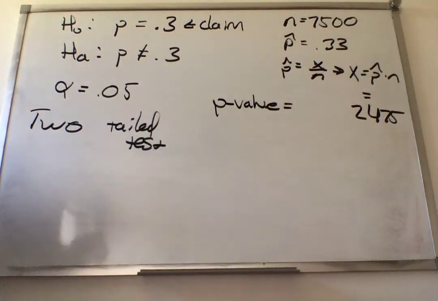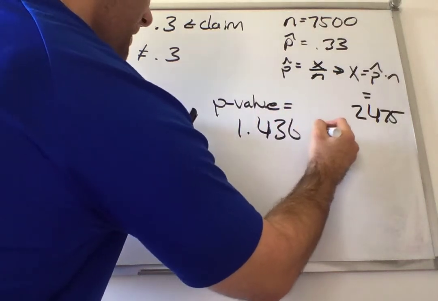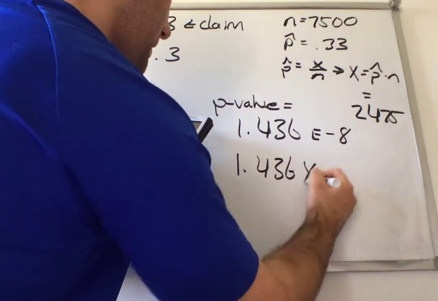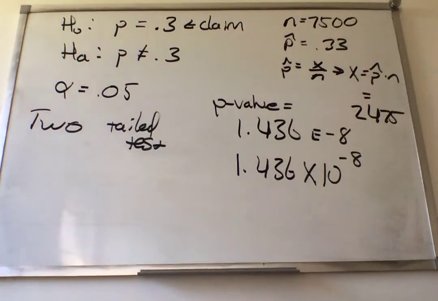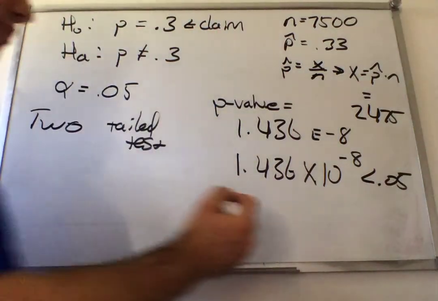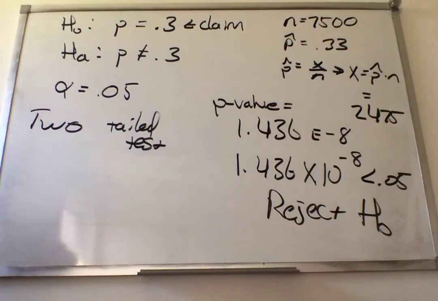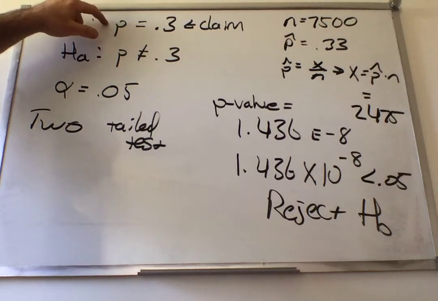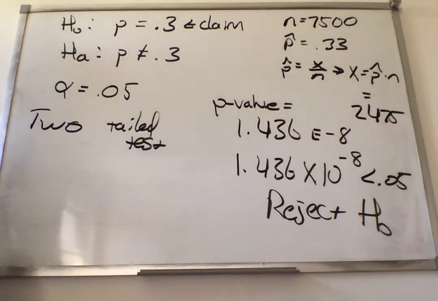And we get this p-value here: 1.436 E negative 8. The E means times 10 to the negative 8. So 1.436 times 10 to the negative 8. That is a really tiny number. This is definitely less than 0.05, our alpha value. So we're going to reject our null hypothesis. Now in this case, our null hypothesis was our claim. I don't think we've seen one like this before. So let's go ahead and now write up our conclusion.